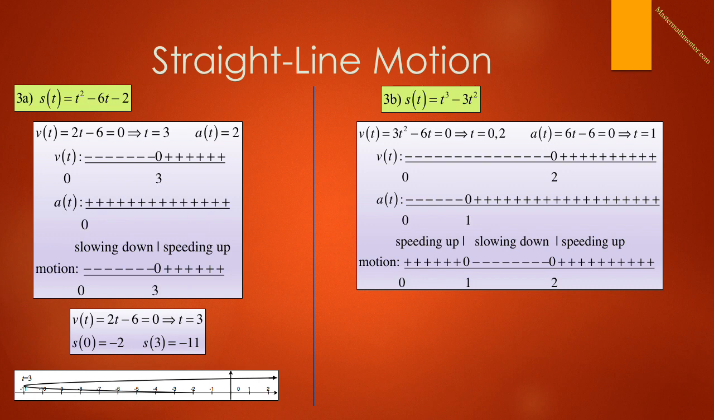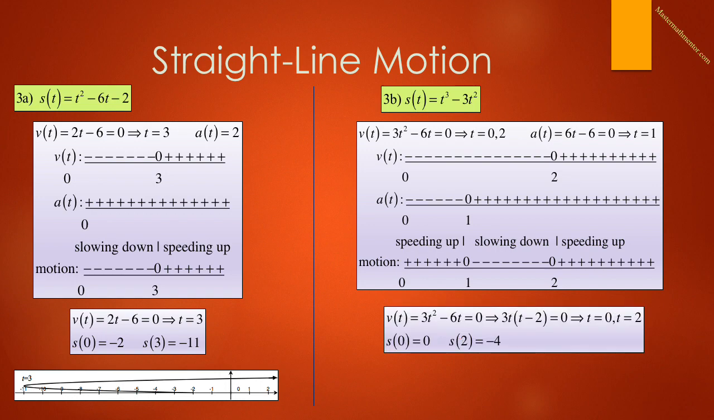And finally, to the right of t equals 2, velocity is positive, acceleration is positive, and that means when we multiply the signs, we get a positive, and that means that the particle is speeding up. So the particle speeds up, then slows down, then speeds up.